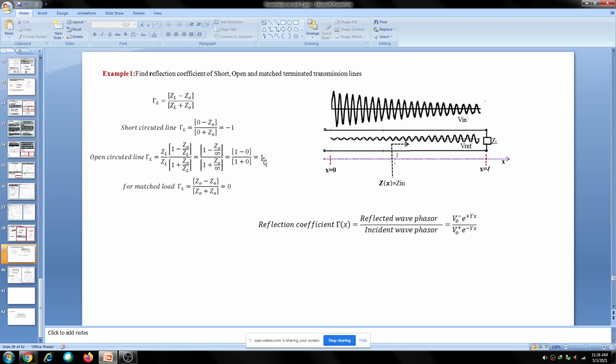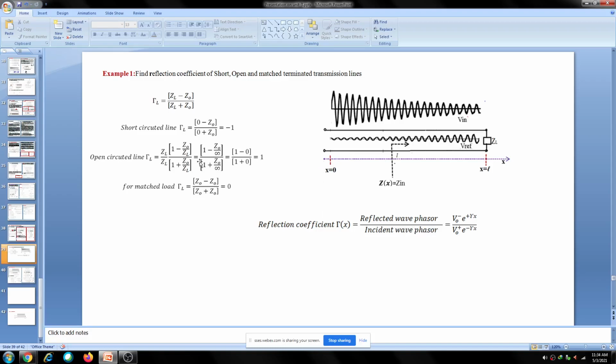It may be 0.5 angle 90 degrees for some value. What is the meaning of that? The amplitude of the reflected wave is 0.5 times the incident wave, but the angle of the reflected wave is 90 degrees phase shifted with respect to the incident wave. Whatever phase you get here is with respect to the incident wave. It shows how much the reflected wave deviates with respect to the incident wave. That is the phase we get.